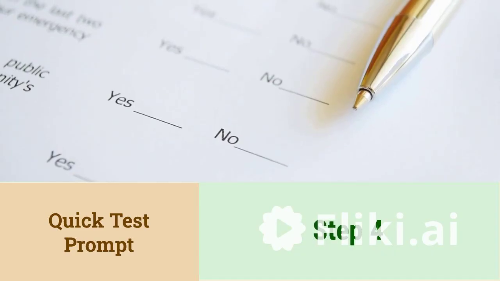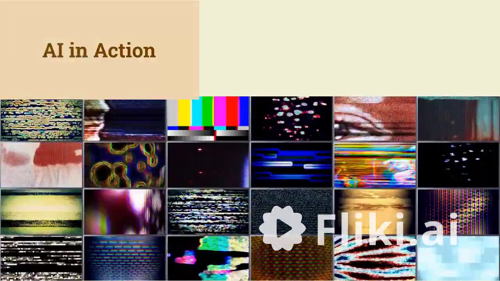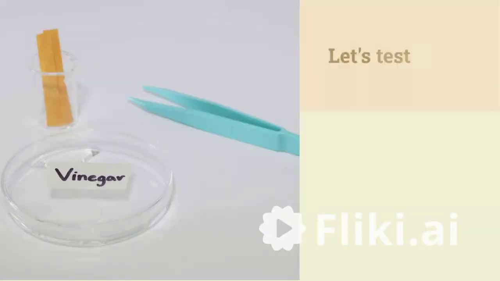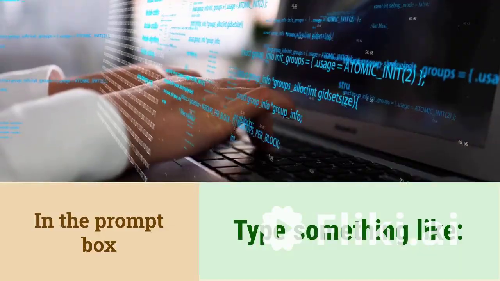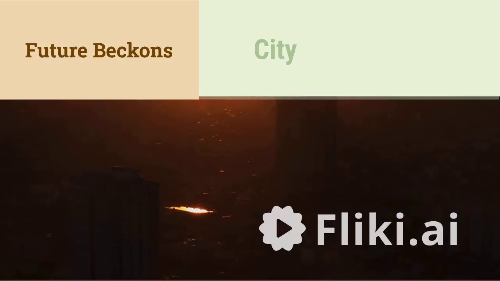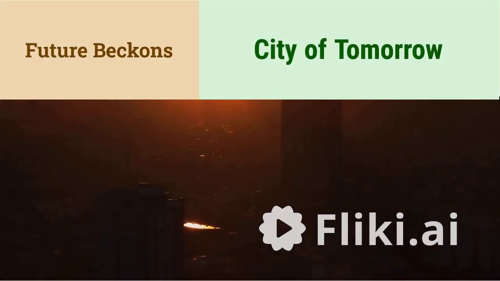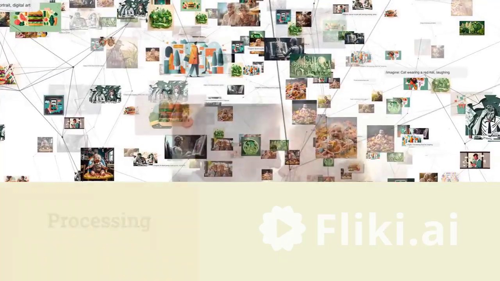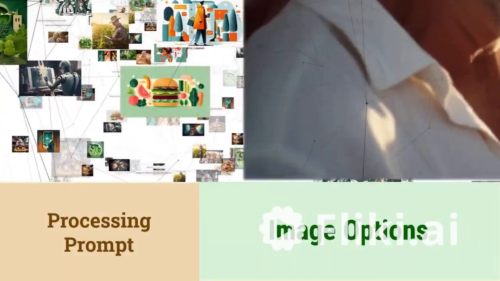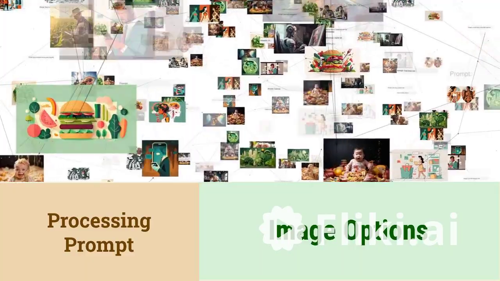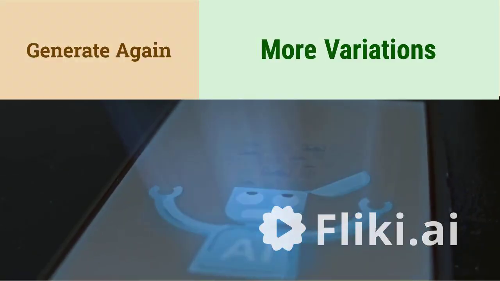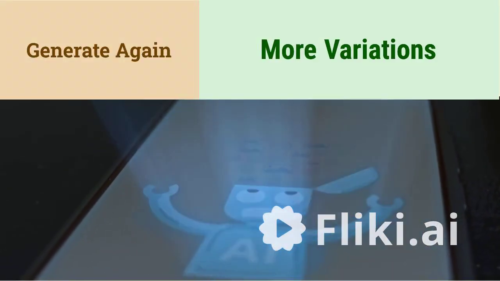Step 4, try a quick test prompt. Let's test it out. In the prompt box, type something like a futuristic city skyline at sunset in cinematic style. Then click Generate Image. Canva will take a few seconds to process your prompt and show 4 image options. You can click any image to insert it into your design or hit Generate again for more variations.